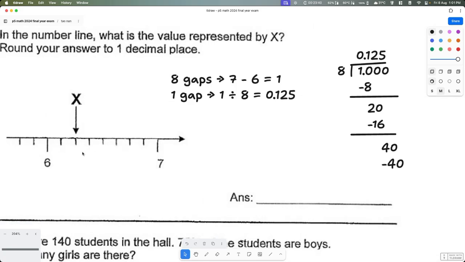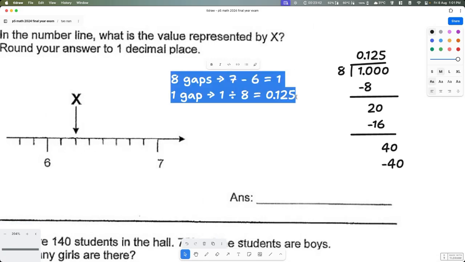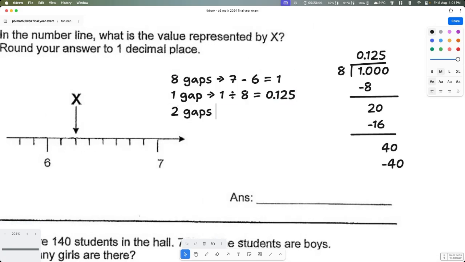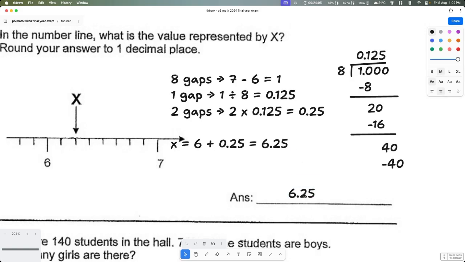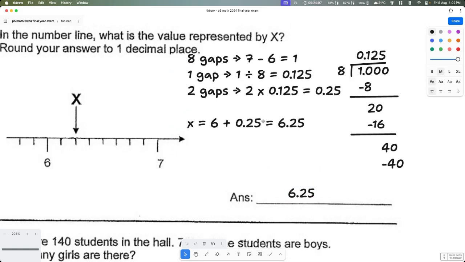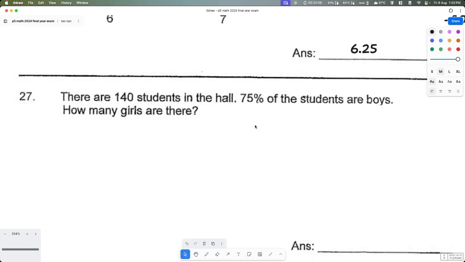So now what is x? So x is 2 gaps. So 2 gaps is equal to 2 times 0.125. This will be 0.25. So x is equal to 6 plus 0.25, which is 6.25. Okay, there you go. So that's the answer. Alrighty. Okay, so let's move on to the next question.